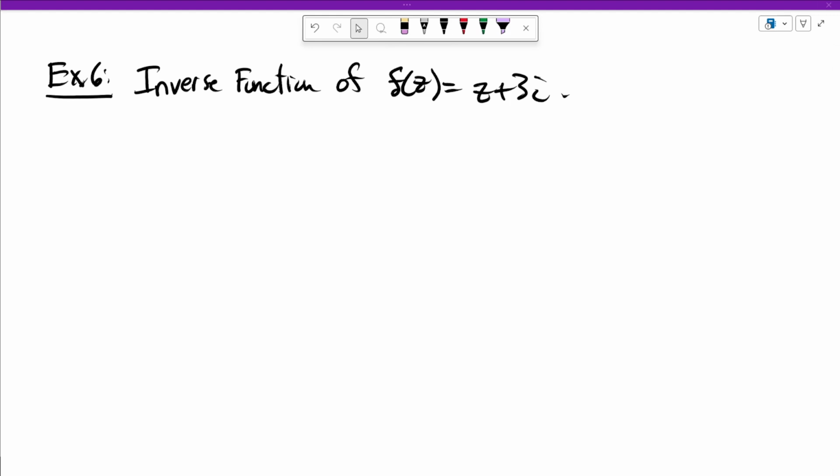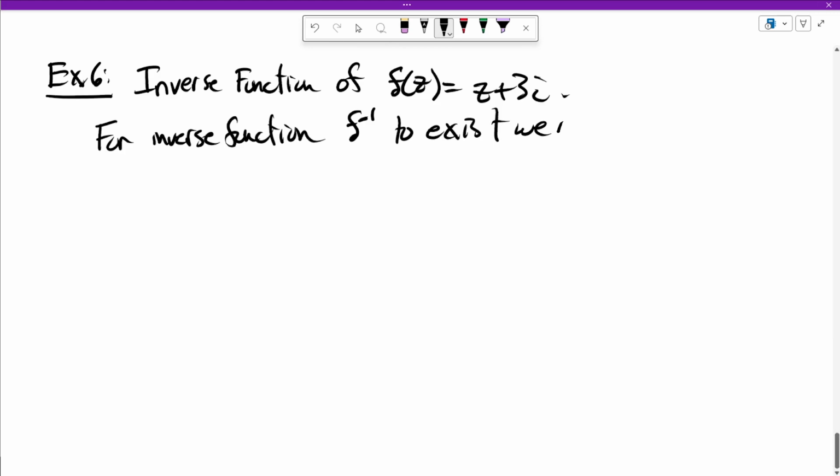So let me remind you that for an inverse function to exist, usually written f inverse, f upper -1, we need that f is 1-to-1 and onto. So this function is the translate function. Translation is always 1-to-1 and onto.